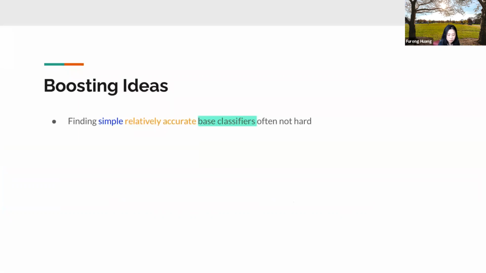Okay. So now what's the boosting idea? The boosting idea is you find simple and relatively accurate base classifiers, often not very hard. Like crowdsourcing, right? You might imagine that experts are very expensive, but mechanical Turks could make mistakes. As long as they are doing better than random guesses, you can use crowdsourcing, somehow smartly ensemble their results to get a strong classifier or a strong hypothesis, right?